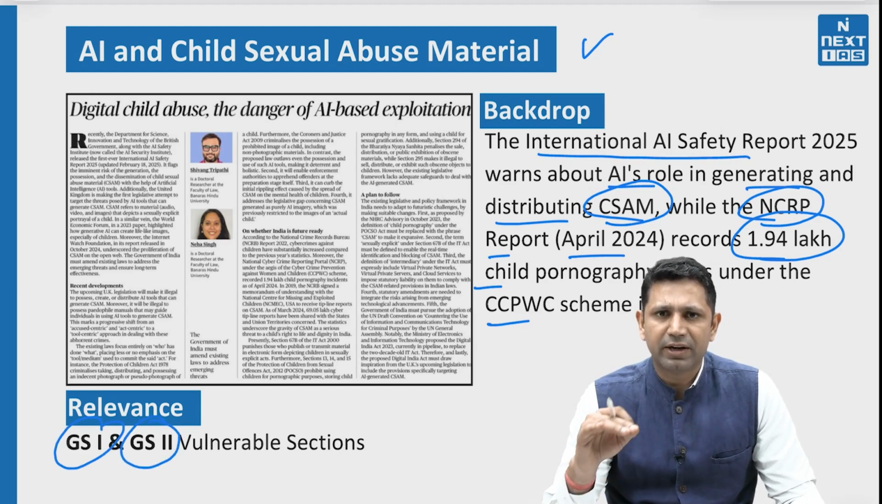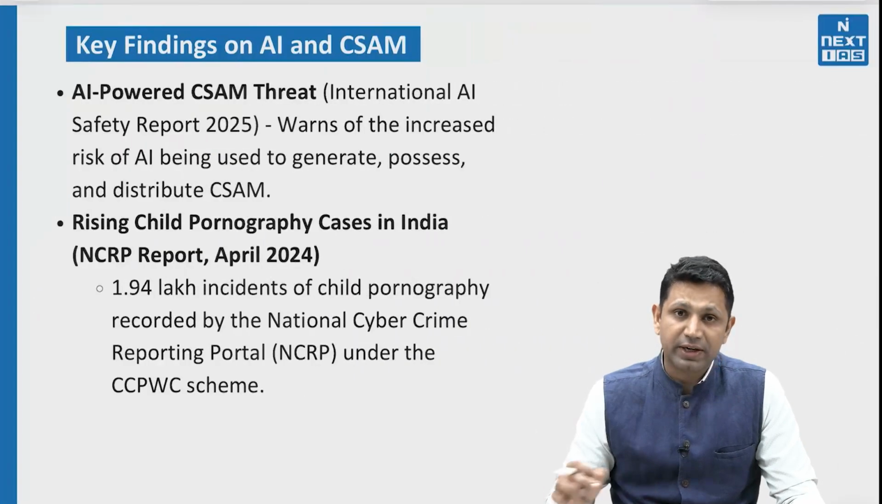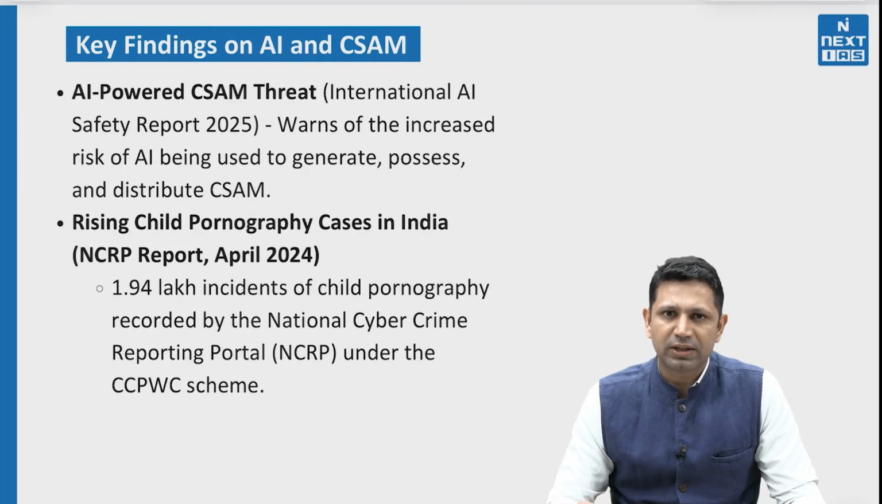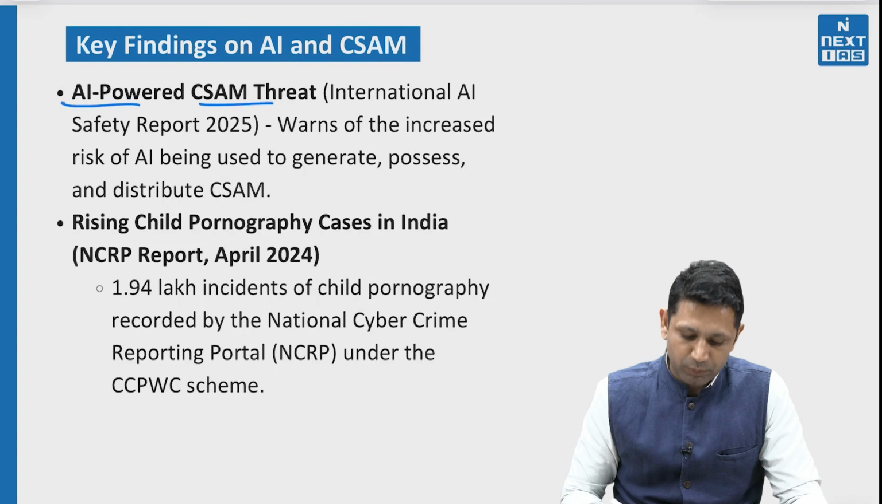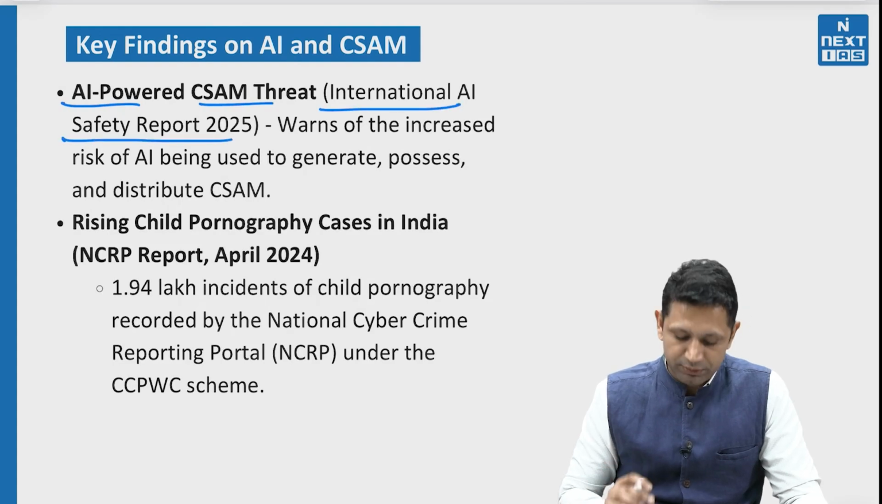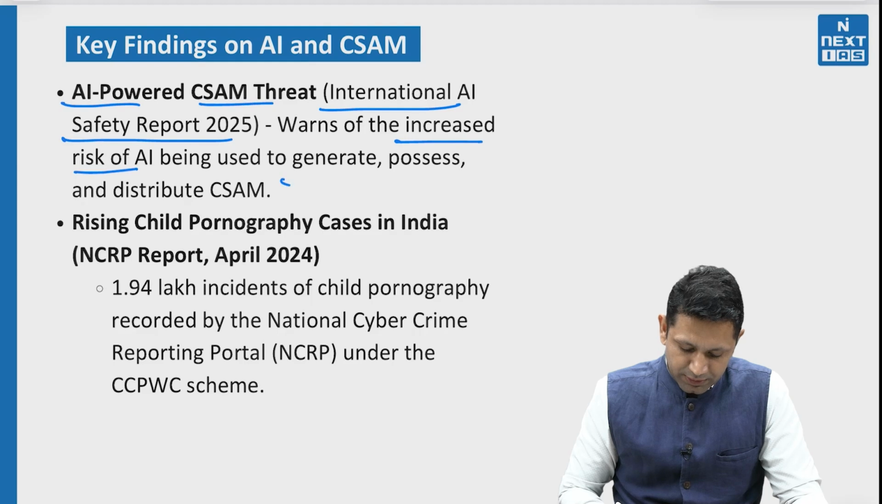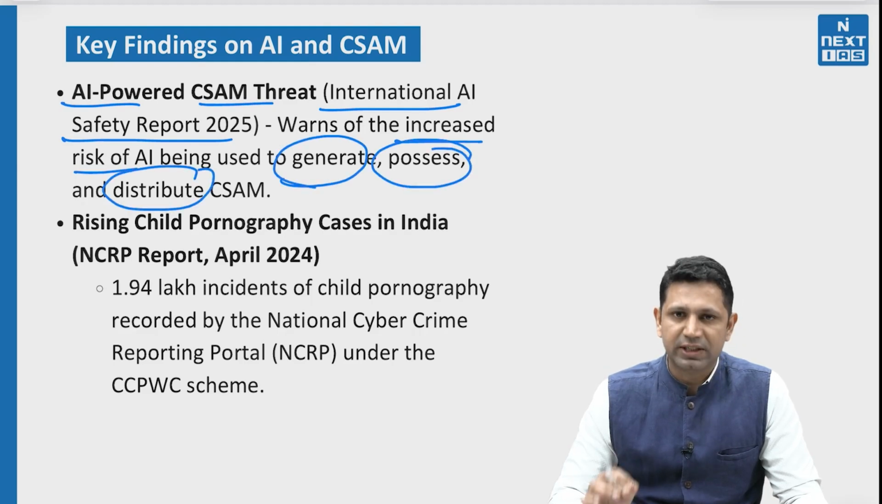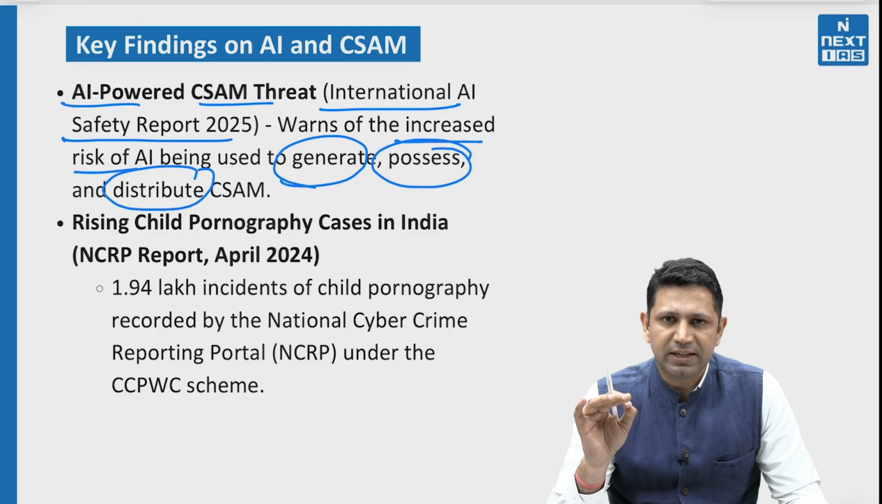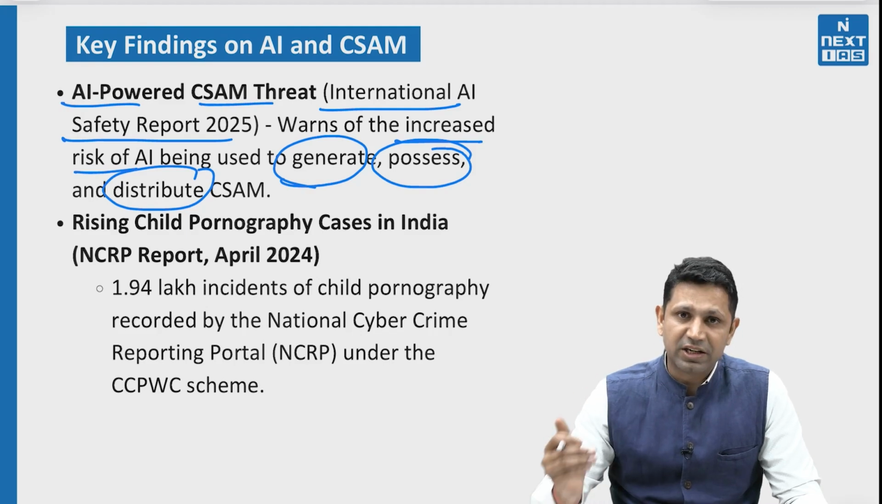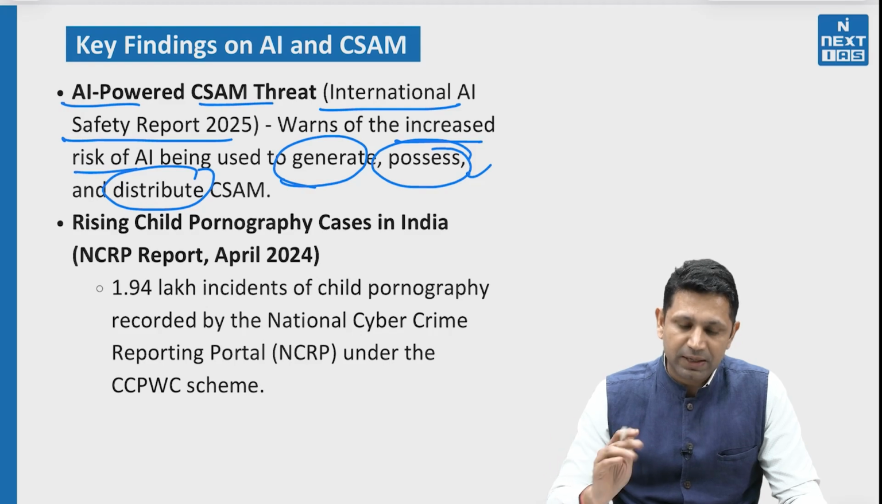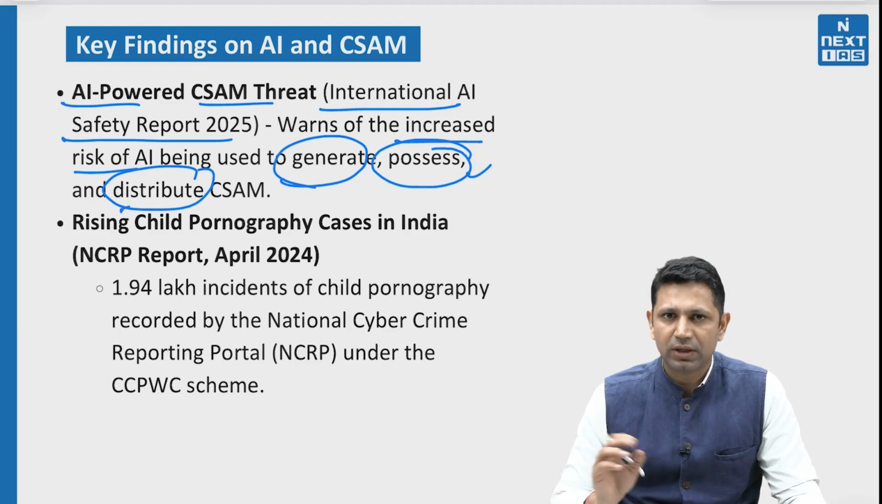So basically we are going to see here how AI can be used in child pornography, how AI can enhance or augment the child pornography problem that society is facing. So let's dwell into that. The first thing that we need to see is what the data and reports are. The first one is the AI-powered CSAM report. The International AI Safety Report of 2025 warns about the increased risk of AI being used to generate, possess and distribute CSAM. So artificial intelligence has a role in all three parts. It can generate child pornography, it can possess it, and it can distribute it. So it can actually aggravate the problem of child pornography.